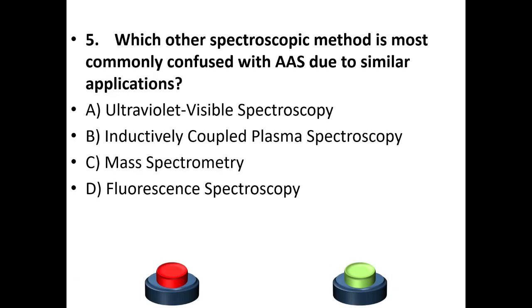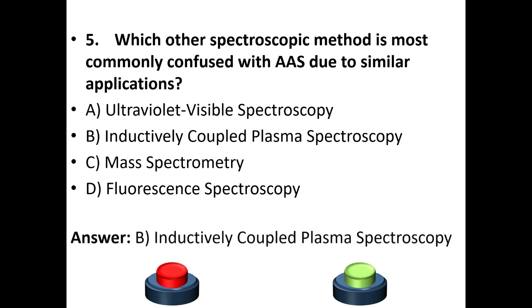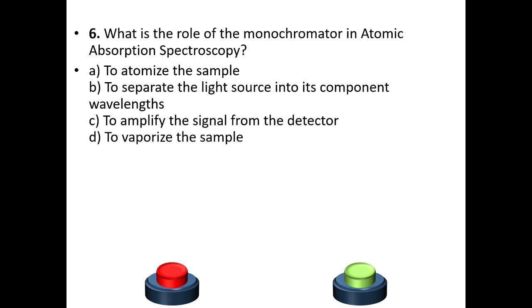Fifth question, which other spectroscopic method is most commonly confused with AAS due to similar applications? A. Ultraviolet visible spectroscopy, B. Inductively coupled plasma spectroscopy, C. Mass spectrometry, D. Fluorescence spectroscopy. Which is the answer? Your answer is option B. Inductively coupled plasma spectroscopy.